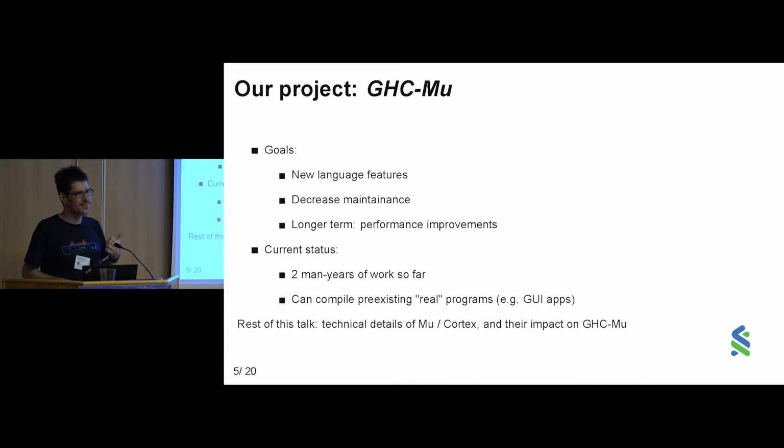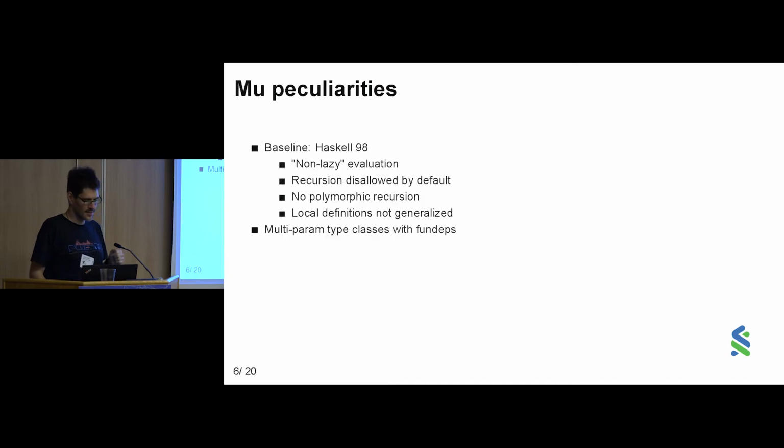So I'm trying to convince you that it's actually more interesting because there are some details that are very different to what GHC assumes. So let's talk about Mu first. So the baseline of Mu is Haskell 98 with some changes. So we have non-lazy evaluation in the same sense that GHC has non-strict evaluation.